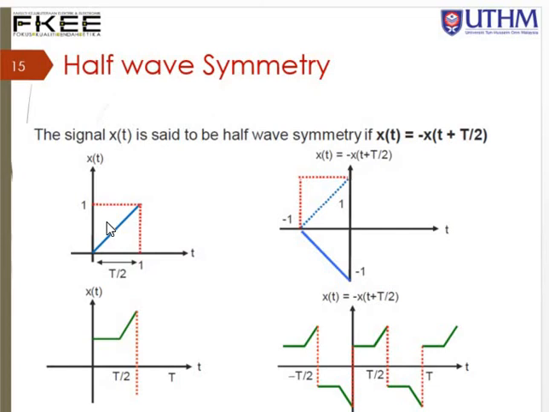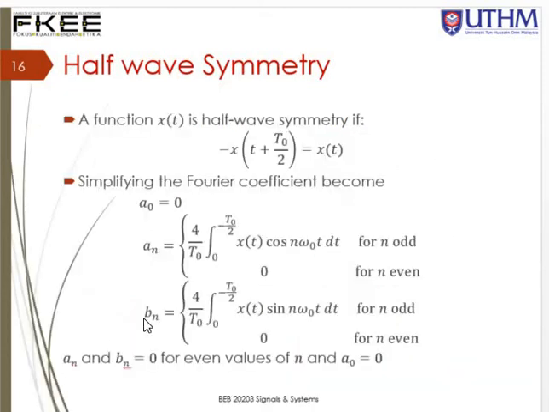Next is the half-wave symmetric. Half-wave symmetric is like this, only half. x(t) is equal to negative x(t plus T over 2). For half-wave symmetric, for the coefficients, a naught is 0, an even is also 0, and bn even is also 0. So you need to find the an and bn odd part, where n is odd.